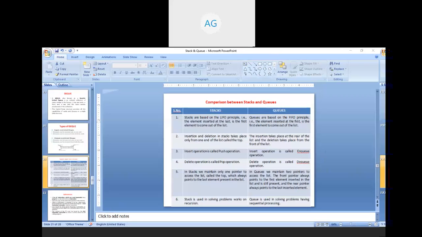So all of you understand the topic of stacks and queues? Just write in the chat box.